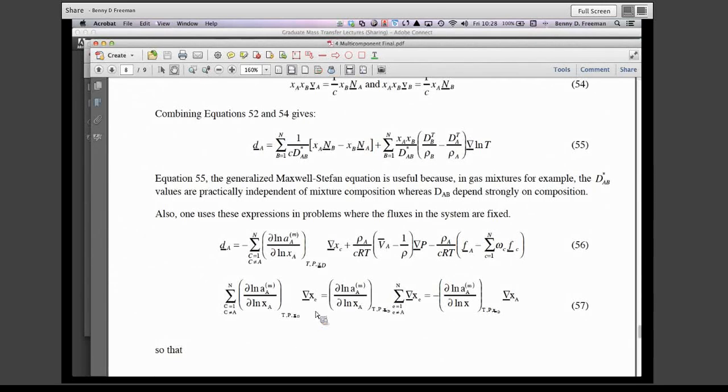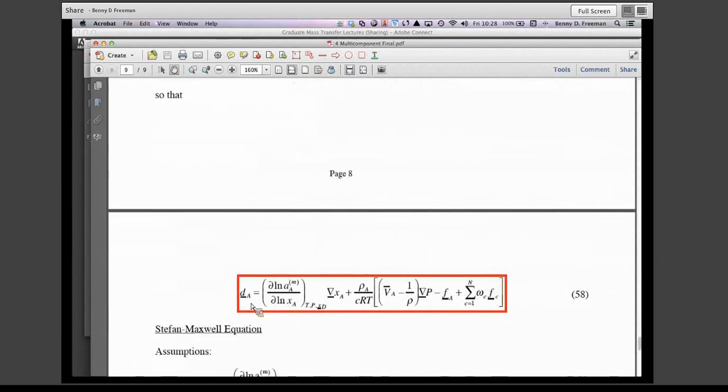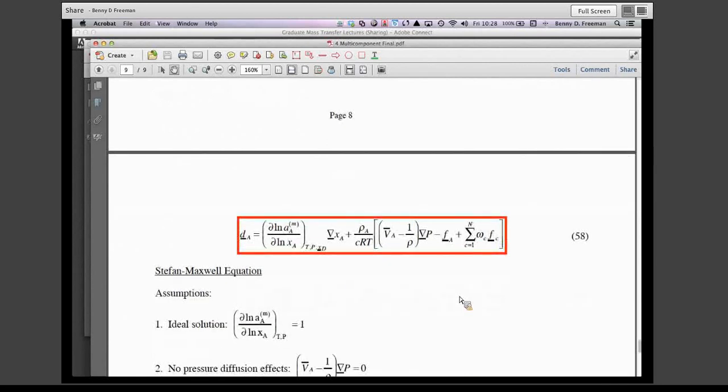Somewhat more useful forms can be obtained by recognizing that this sum, if you write it out, it's a little easier to see, can be written as only this single term. And if this is the case, then I can write the generalized driving force for the Maxwell-Stefan equation as shown here.